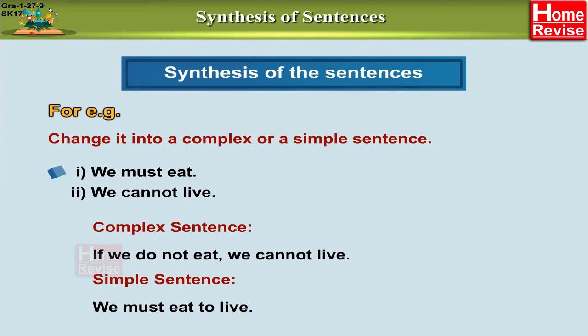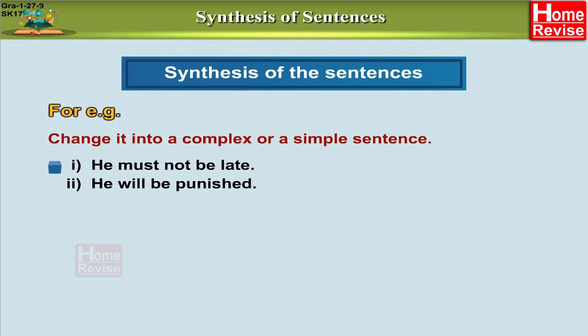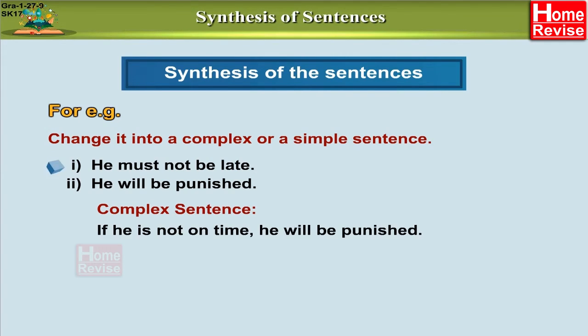Let's take one more example. He must not be late. He will be punished. These are the two simple sentences given to you. Now we have to combine these two sentences. Let's form a complex sentence. If he is not on time, he will be punished.